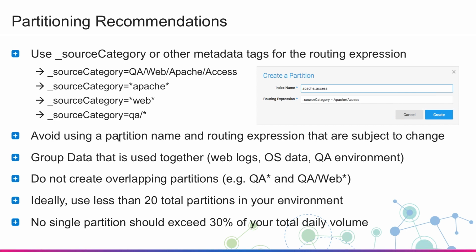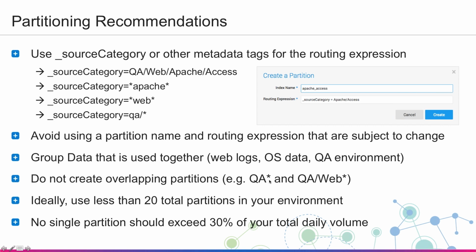Like field extraction rules, try to avoid creating partition names and routing expressions that are subject to change. You'll want to make partitions scale with your data in your organization. Group data that's used together: web logs, OS data, QA environment. All examples that I gave you earlier. Don't create overlapping partitions.